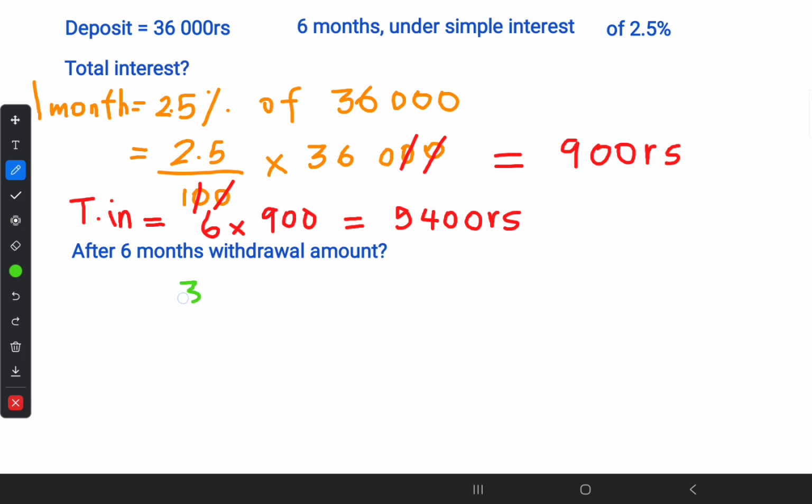So finally, after the end of 6 months, you are going to withdraw the total amount from the bank. That means initially you have invested 36,000, the deposited amount. With that, you will receive the additional interest as well. For the 6 month duration, the interest would be 5,400 rupees. So both together, it would be 41,400. That is the total amount received by yourself after the end of 6 months from this bank.